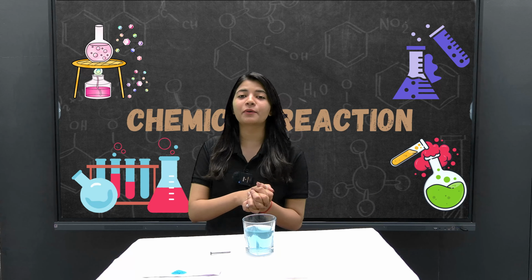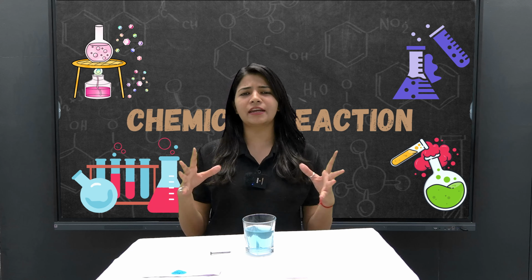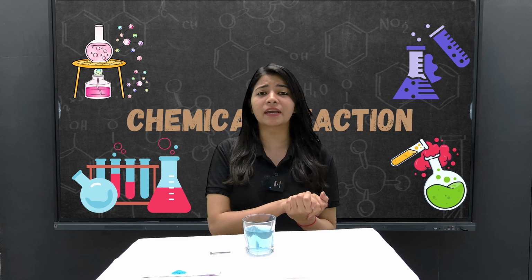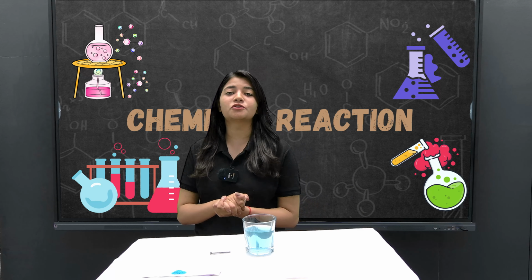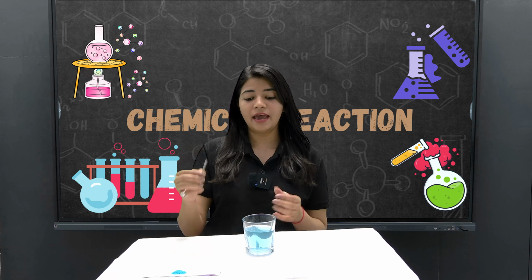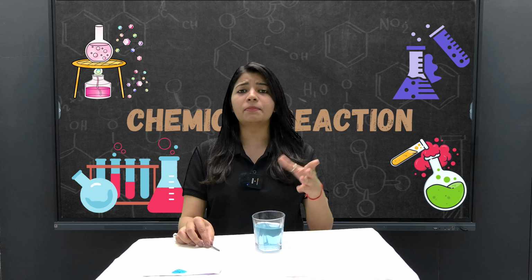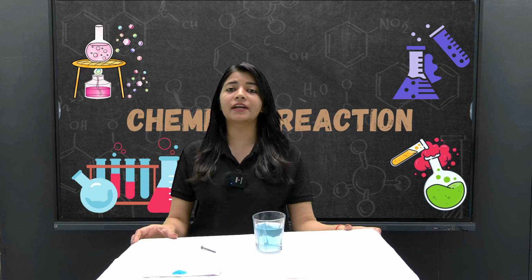So today we are going to start with another chapter of chemistry, which is going to be very interesting. So before we begin with the chapter, let's first try one experiment. So here I have one iron nail and a copper sulfate solution with me. Okay, so what is copper sulfate solution? It is CuSO4, right? And the color of copper sulfate is blue.